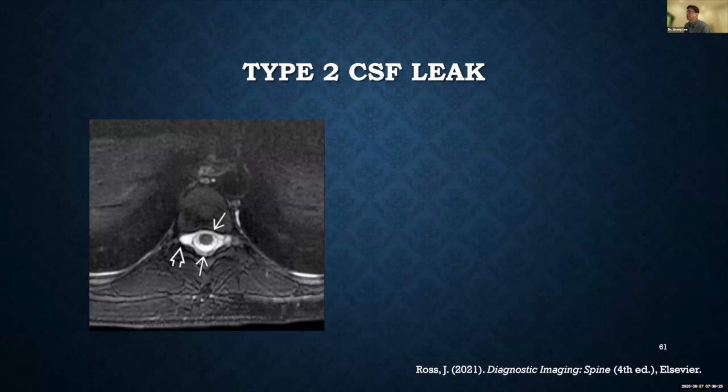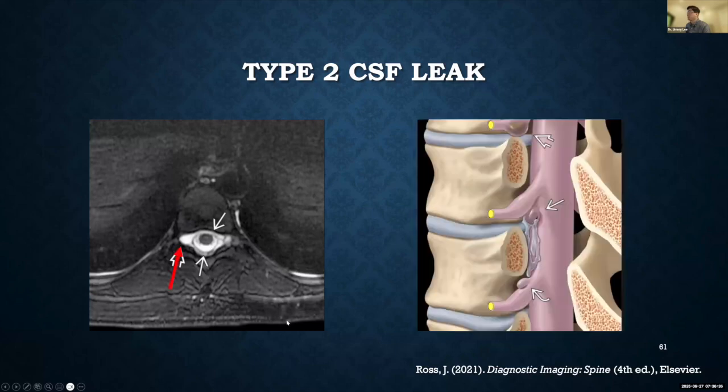So this is a type 1 ventral leak. And here's an example of a type 2 CSF leak where you have, again, ventral and dorsal epidural collections. Here's a thecal sac, and there's an associated diverticulum here. And here's a schematic showing a diverticulum with a leak around it, and there are other diverticula elsewhere.